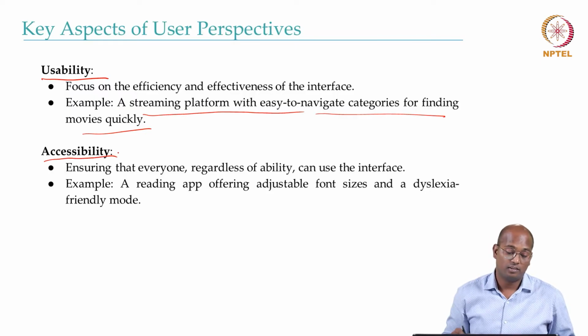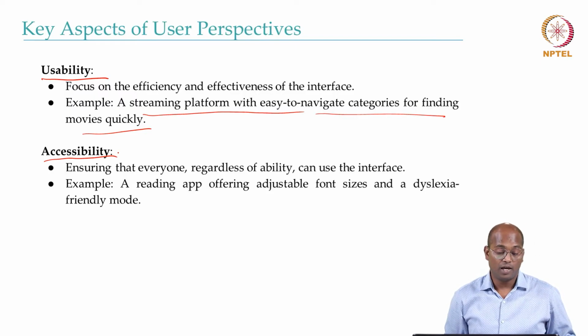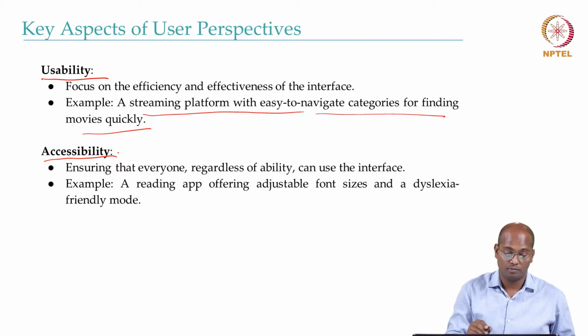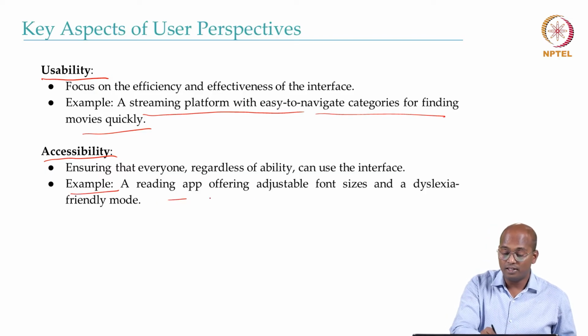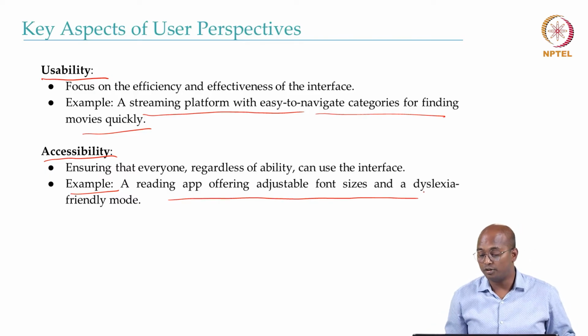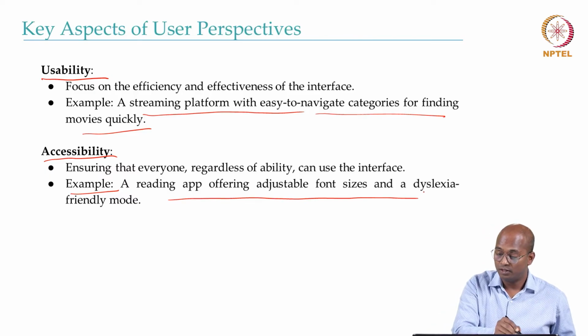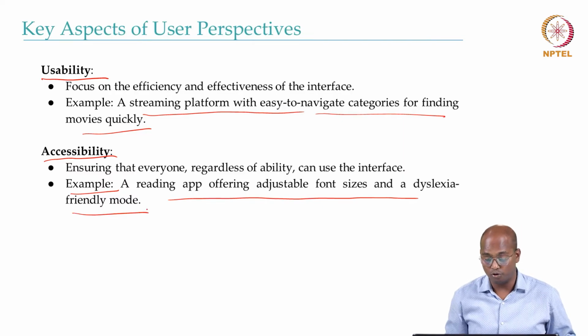The next key thing is accessibility. We have to ensure that everyone, regardless of their abilities or disabilities, can use the interface. In the earlier lecture, we discussed different guidelines for accessibility, which the developer and the designer should keep in mind while building the system. An example is a reading app offering adjustable font sizes and a dyslexia-friendly mode so that users can easily adjust the size and read accordingly.